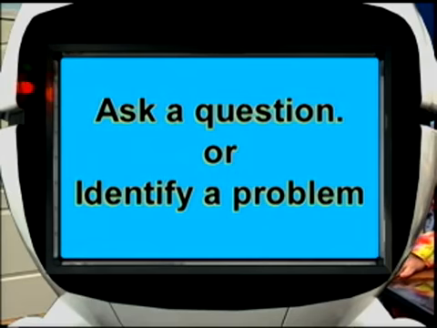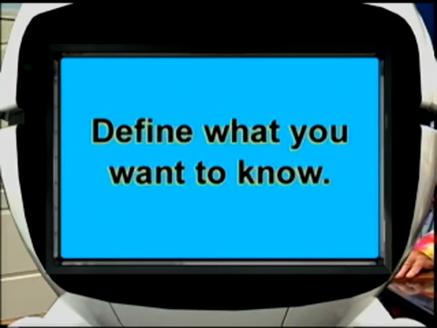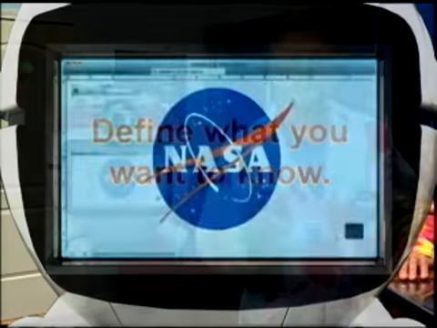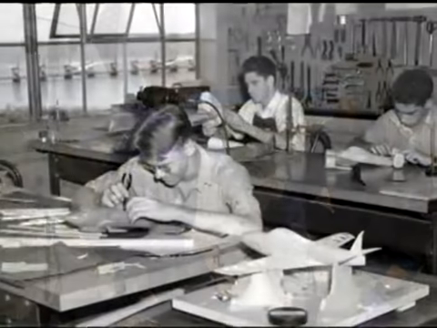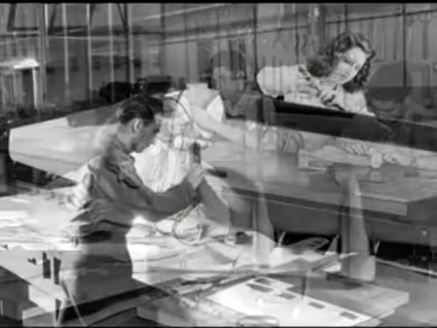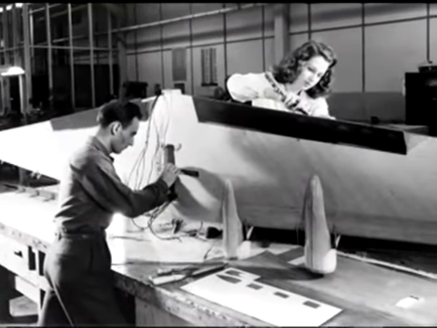Ask a question or identify a problem. Define what you want to know. That's an important practice for both scientists and engineers. Thank you, Neutron. Scientists ask questions to help us understand the world in which we live. Engineers define problems and then test materials and design solutions to those problems. Now that we have a question about the different wing design, what is next?